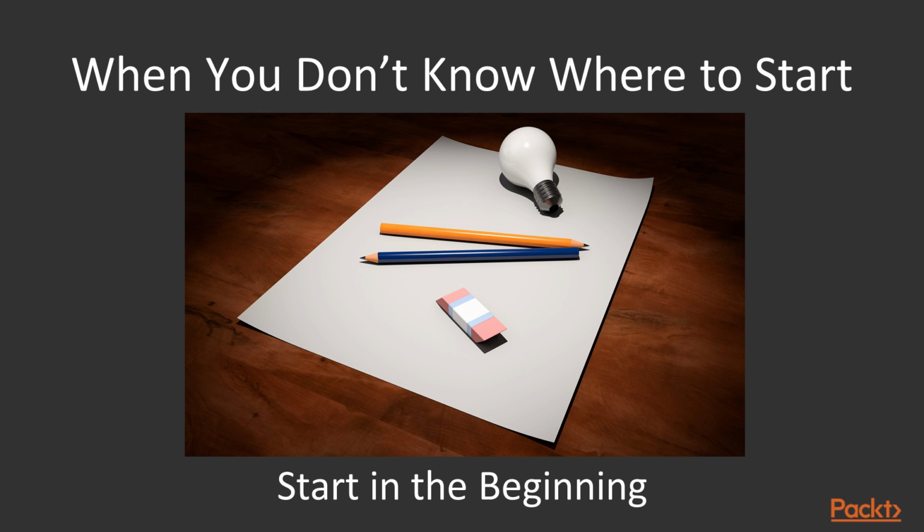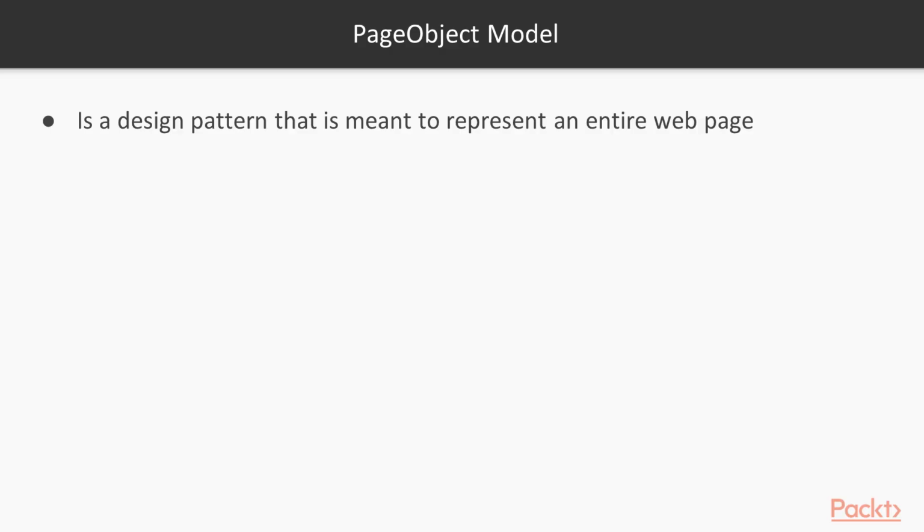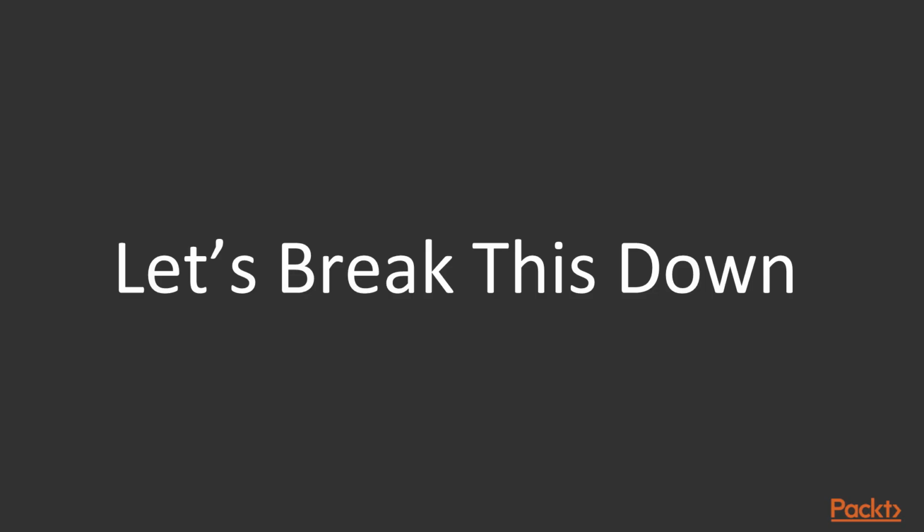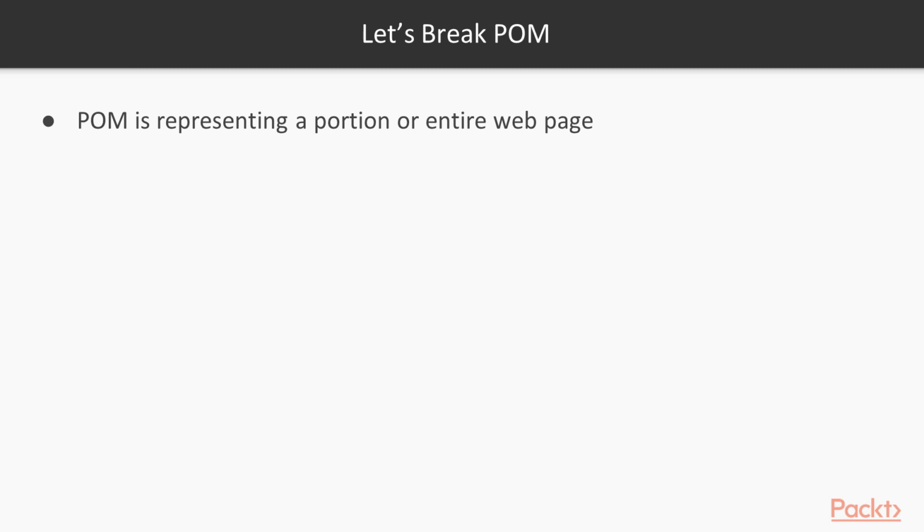So, as we usually did in this course before, let's start with the definition. Page object model, by definition, is a design pattern that is meant to represent an entire web page, or, more appropriately, a portion of the web page, and to encapsulate the technical manipulations in corresponding method or function calls. Let's break this down. 1. POM is representing a portion or entire web page.